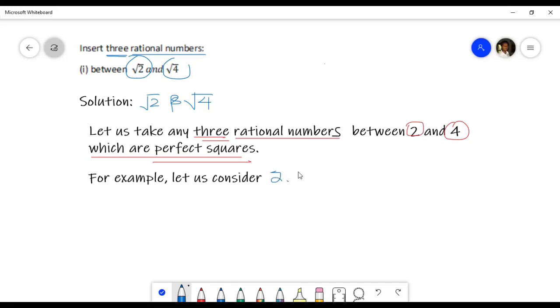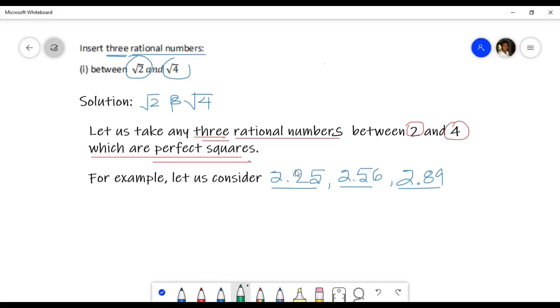2.25, this is between 2 and 4, right? And the second number that I'm taking is 2.56. This also is a rational number between 2 and 4. The third number that I have chosen is 2.89. Now why have I taken these three numbers in particular? This is what I want you to understand here.